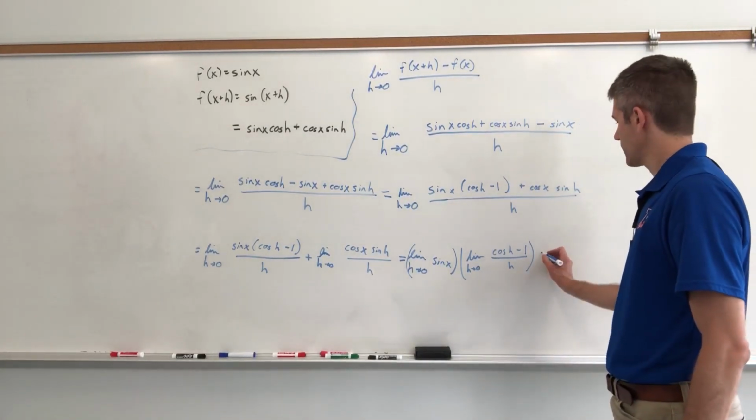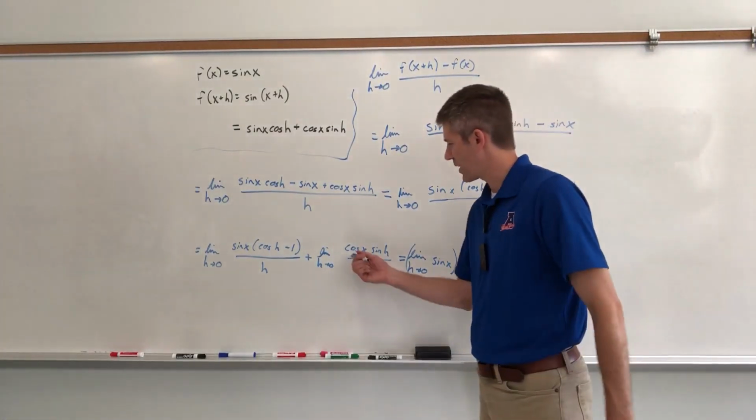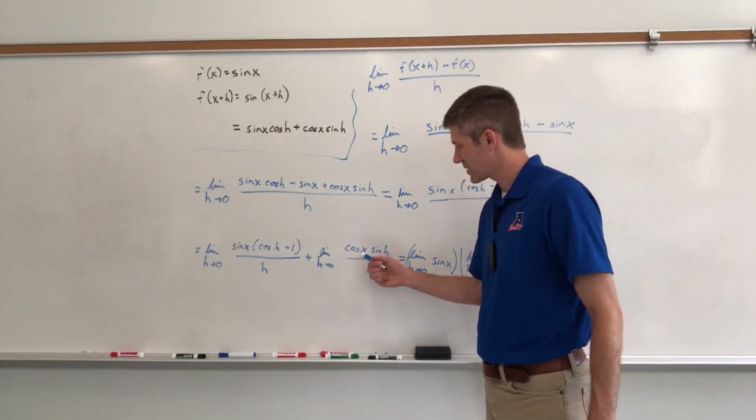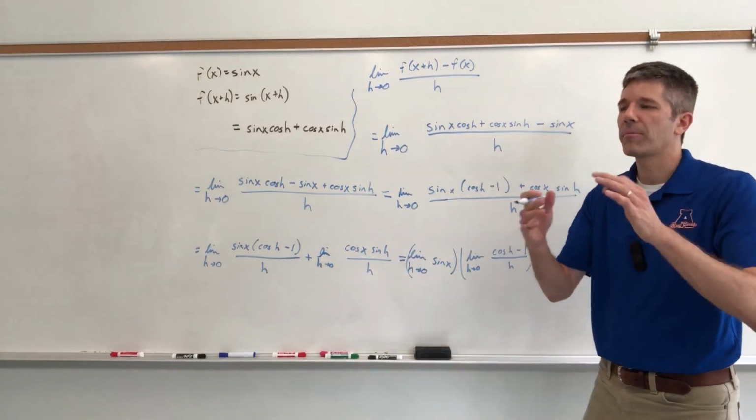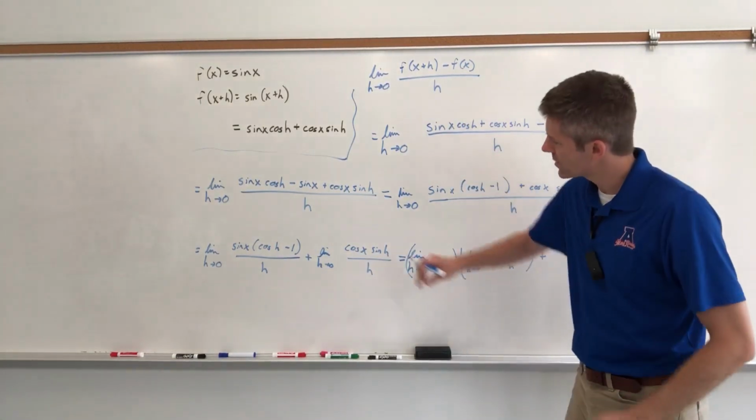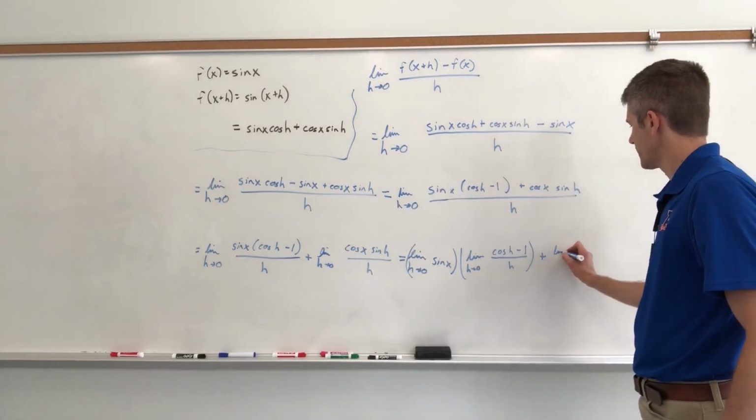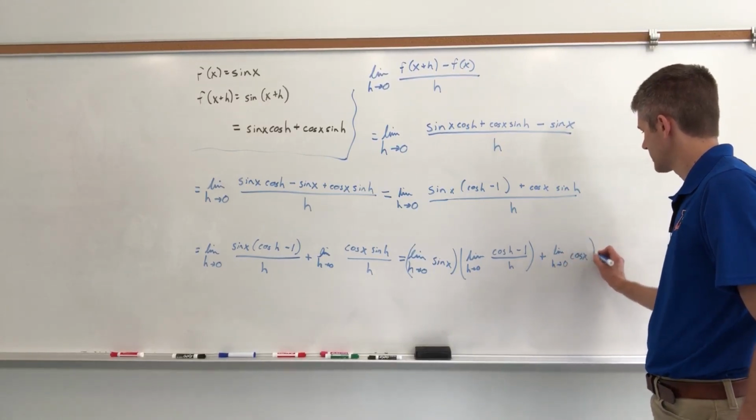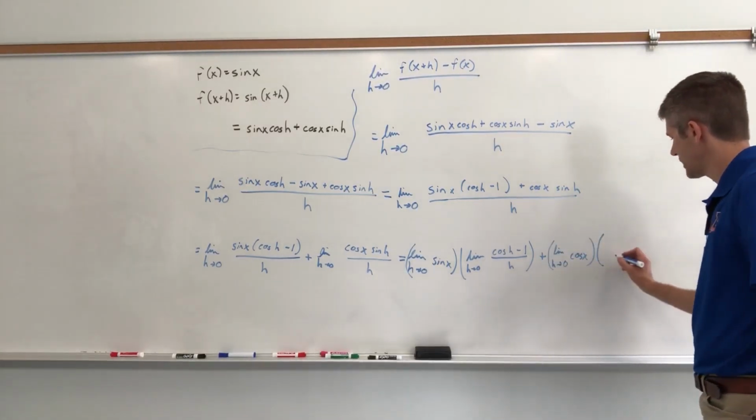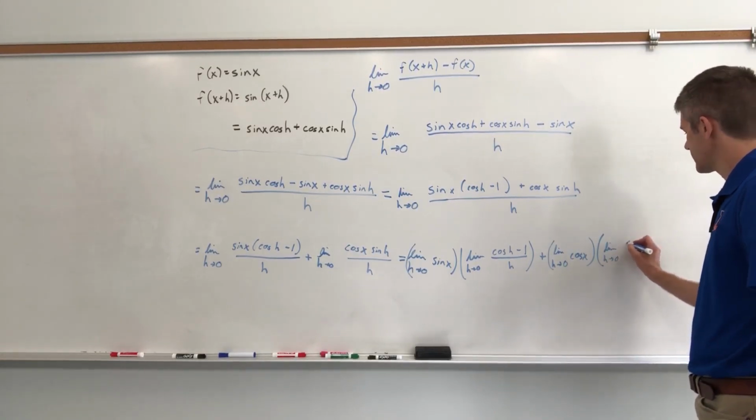And then plus, and then we're going to break this one up into separate pieces too. We'll have the stuff that has just the x's, and then we'll have the stuff that has the h's. I'm factoring it into two separate pieces: the things that have x's, the things that have h's. So it's the limit as h approaches 0 of cosine of x, and the limit as h approaches 0 of sine h over h.